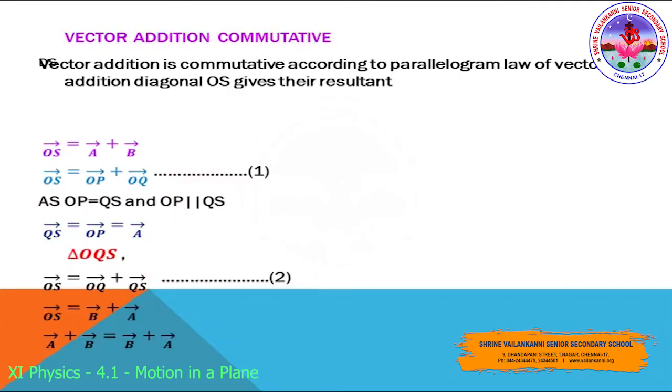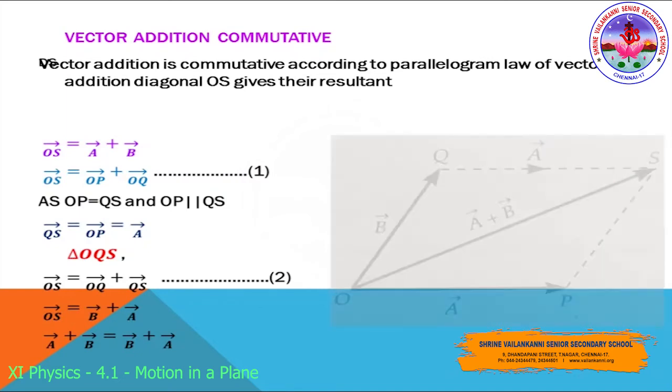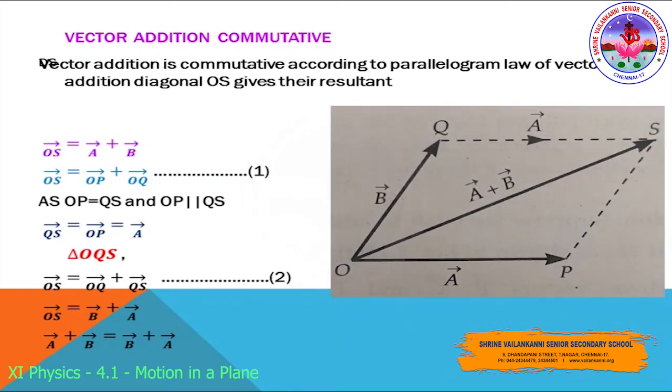Now we will see whether vector addition is commutative or not. We are going to prove it through this, right? See the diagram. The sides OP and OQ of the parallelogram OPSQ represent the vectors A vector and B vector, right? According to the parallelogram law of vector addition, we know that the diagonal, that is OS, is the resultant. So A vector plus B vector is equal to OS. Is it right? So OP vector plus OQ vector is equal to OS vector.